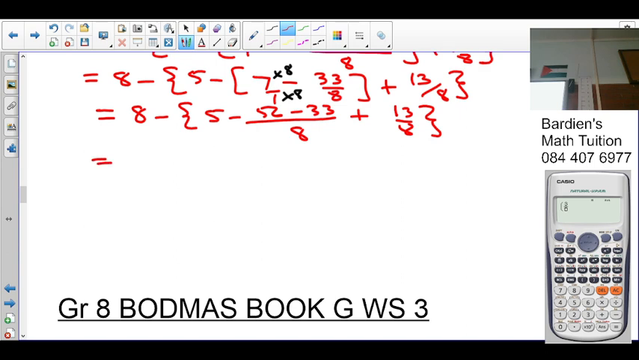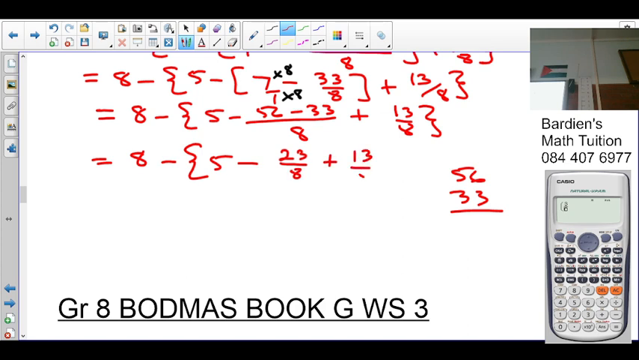That's going to give us 8 minus 5 minus. Now 56 minus 33 is 23. Is that correct? Yes, sir. Plus 13 over 8. What's my LCM inside this bracket? 8. Right, so we can go with one bracket here. We'll drop the bracket. So that's over 1. So I must multiply this by 8.